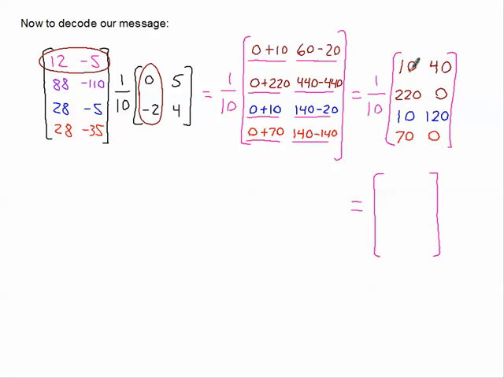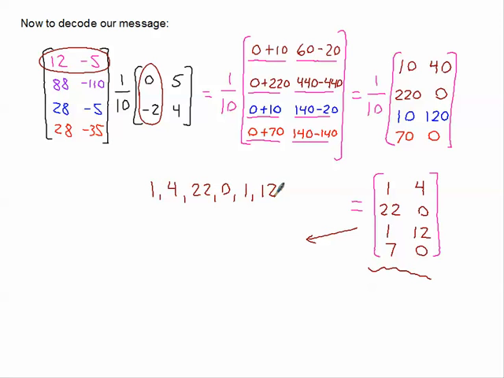So these are the answers after the multiplication. Remember, we still have to multiply the 1/10 to each of these, which is basically knocking off a 0. So this becomes a 1, a 4, a 22, a 0, a 1, a 12, 7, and a 0. This is our decoded numbers. Now we just have to assign those numbers, 1, 4, 22, 0, 1, 12, 7, and 0, letters.